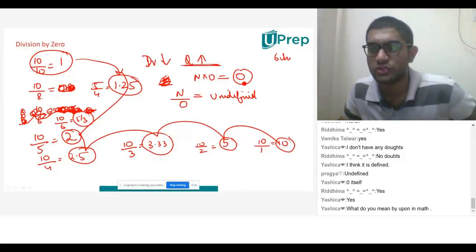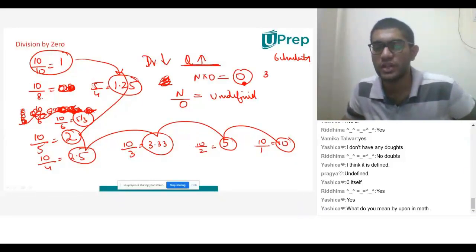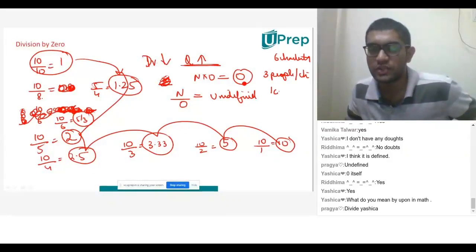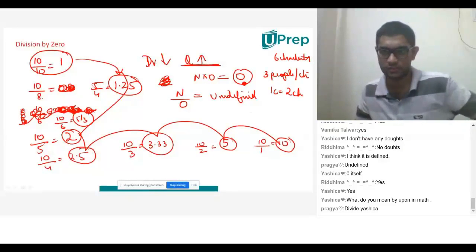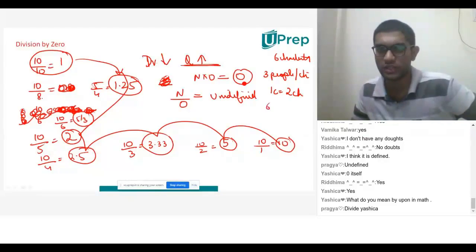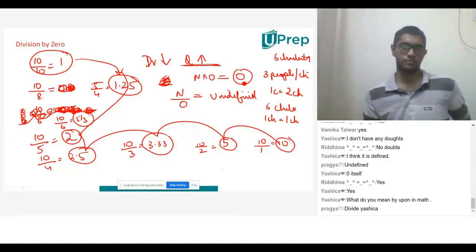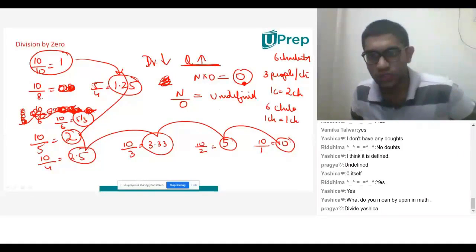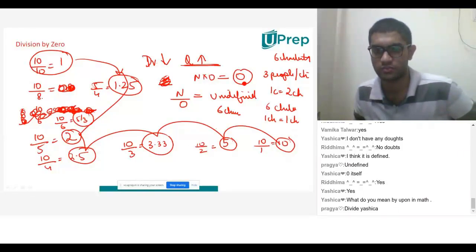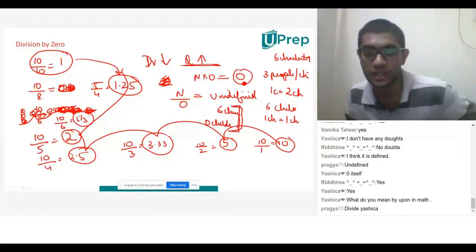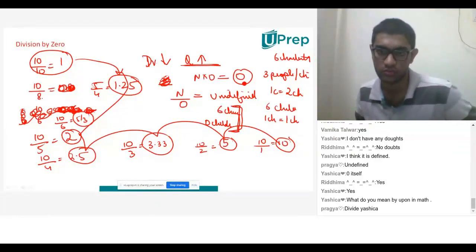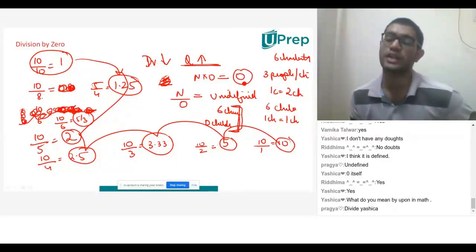Say I have 6 chocolates and I have 3 children. One child is going to get 2 chocolates. Correct? Now if I have 6 chocolates and I have 6 children, one child is going to get 1 chocolate. But what if I have 6 chocolates and I have 0 children? Can I define how I am going to distribute the chocolates when there are no children?